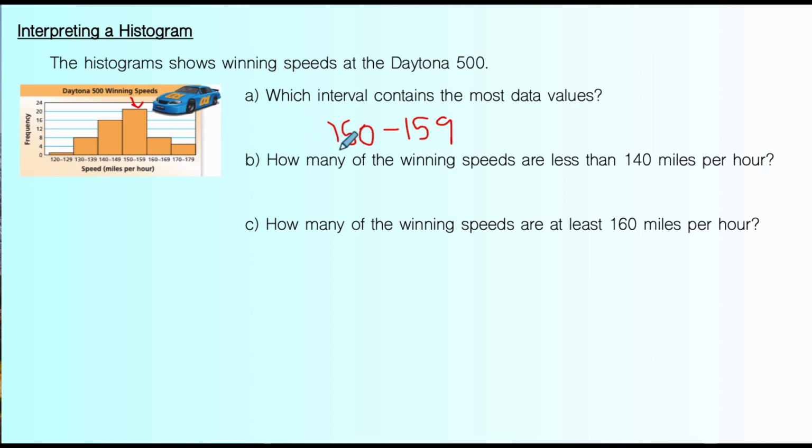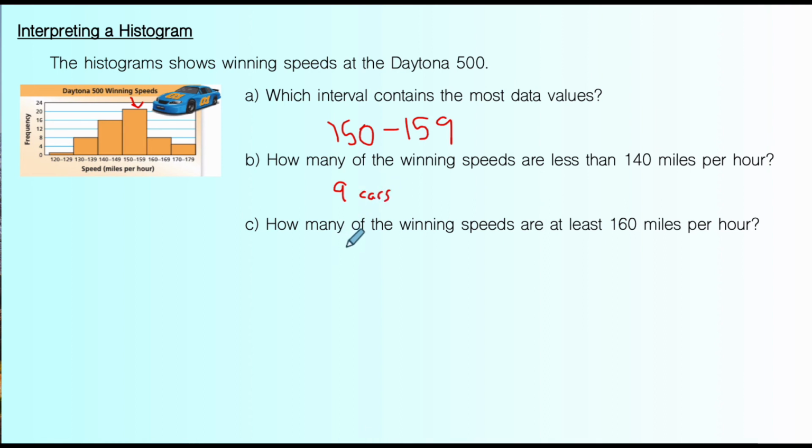And there you go. Our second question says, how many of the winning speeds are less than 140 miles per hour? Well, that means it can't be these last 4 bars because it says less than 140. And all of these speeds are 140 or greater. So it's going to be this bar, which has 8 in it, and this bar, which has, I'm going to say, 1 in it. So how many winning speeds are less than 140? It looks like there are 9 in that range. 9 cars, I guess I'll put, or 9 speeds.